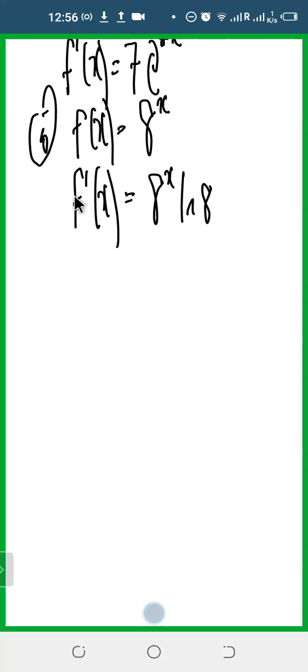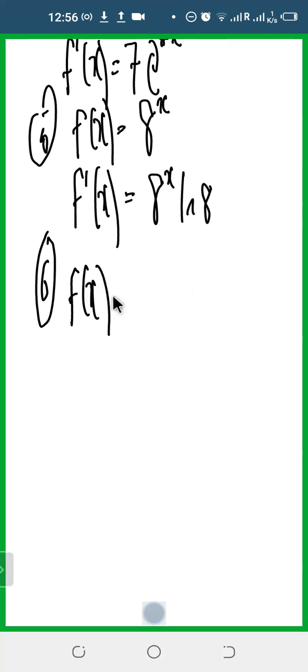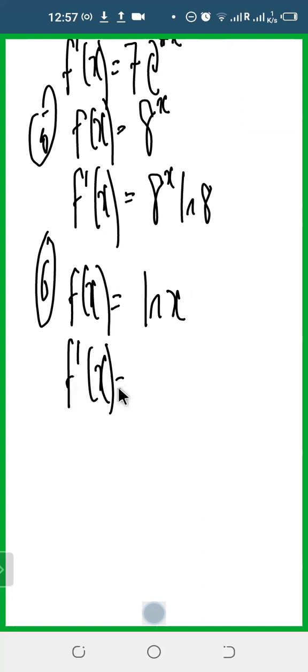Number 6, we have f(x) equal to natural log of x. So in this case, our f prime x will be the same thing as 1 all over x. This is another rule of differentiation. If you're differentiating the natural log of x, it is 1 all over x.